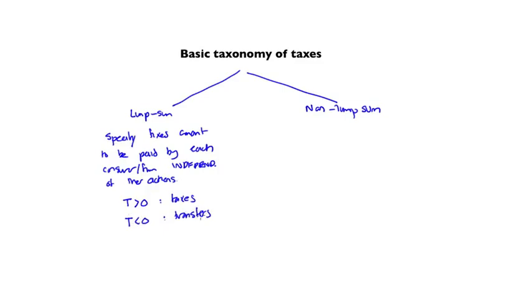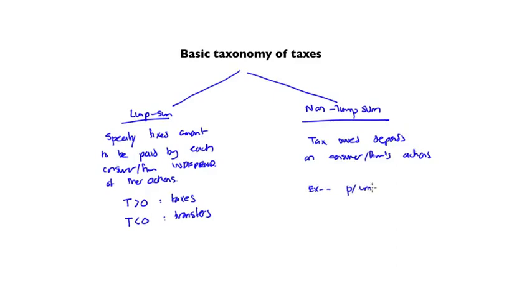In contrast, in a non-lump sum tax regime, the tax bill or the tax owed depends on the consumer or firm actions. And there are many types of non-lump sum taxes, as we're going to see repeatedly in examples and exercises, but just to give you one example of something we have encountered so far is a per unit sales tax paid by consumers. So the tax may specify, for example, that every time you buy a package of cigarettes, you need to pay $1 in taxes.